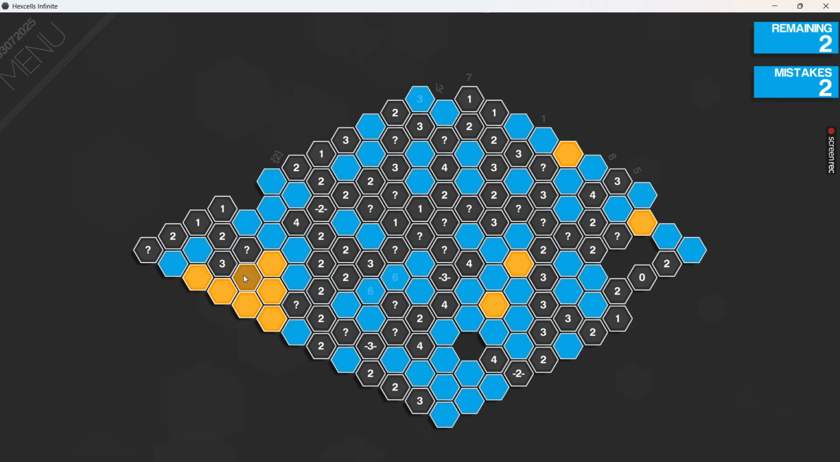So 2 of these 3 have to be these remaining 2. So that means everything else is off. Off, off, off, off, and we're home free. This one has to be on because of that 2 in the middle. That one. This one is off here and on here.